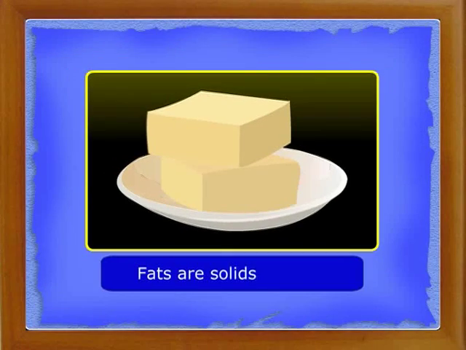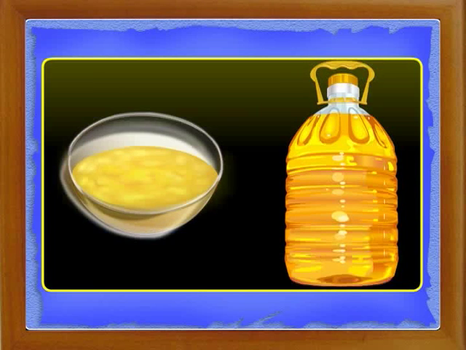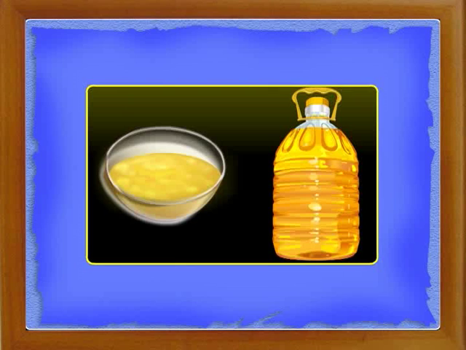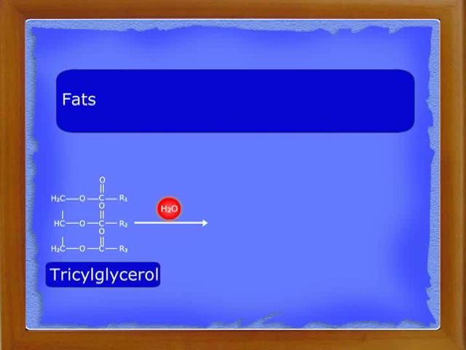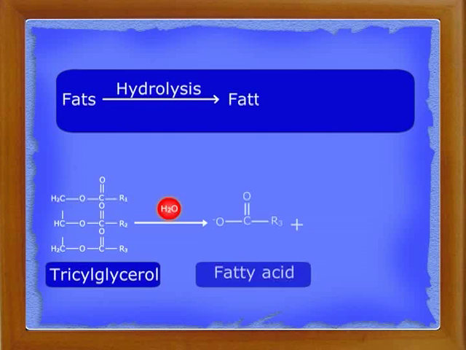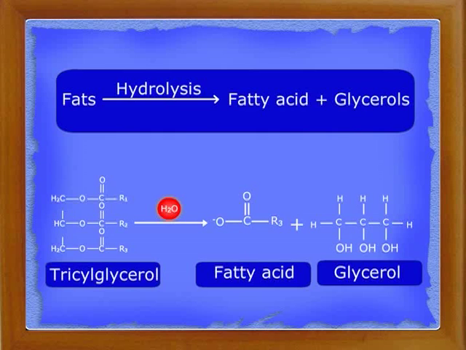Fats are solids at 20 degrees Celsius. If it is a liquid at that temperature, then it is called an oil. Hence, oils are liquid forms of fats. Fats are digested by hydrolysis into fatty acids and glycerols.